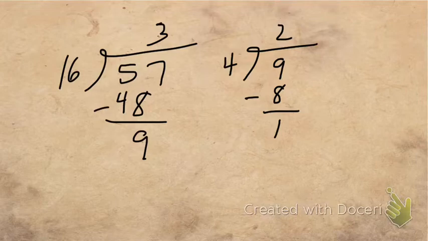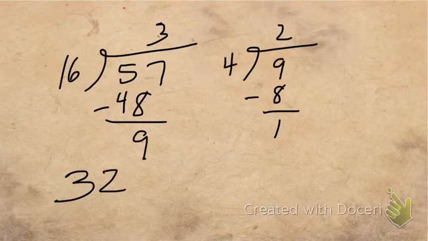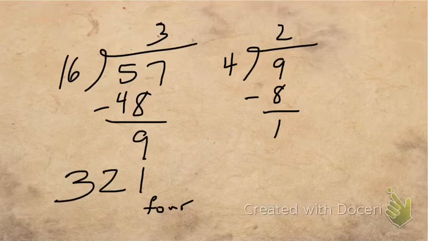That means that we've got a 3 in the position of 4 squared, a 2 in the position of 4 to the 1 power, and in the end, just a 1. This number, 57, is the same as 321 base 4.